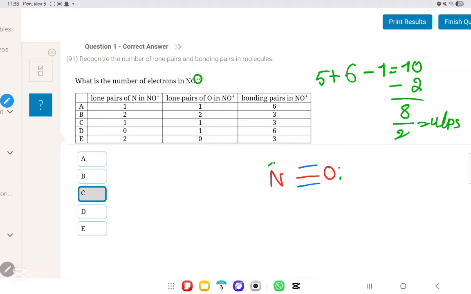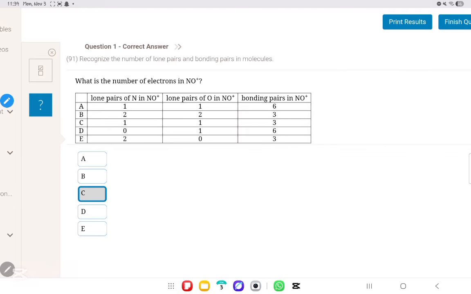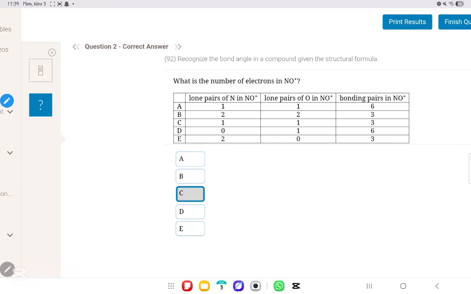Now, they told us to determine the number of electrons in NO+. The lone pairs of N, it has only one lone pair. First of all, that means we eliminate B, D, and E as an option. Then, we have oxygen having also one lone pair. So, still so far so good. Now, bonding pairs, we have only 1, 2, 3 bonding pairs. That means the correct answer would be C. Okay, so that's why C is the correct answer.